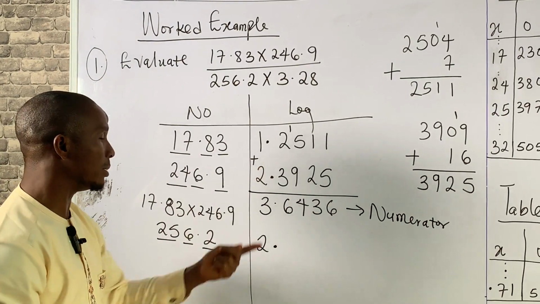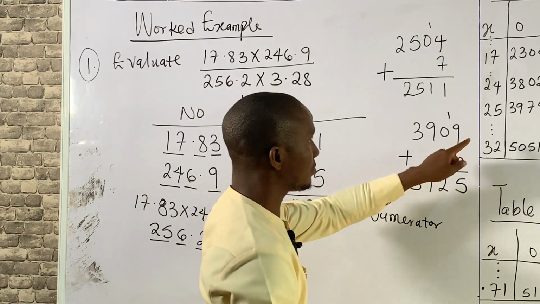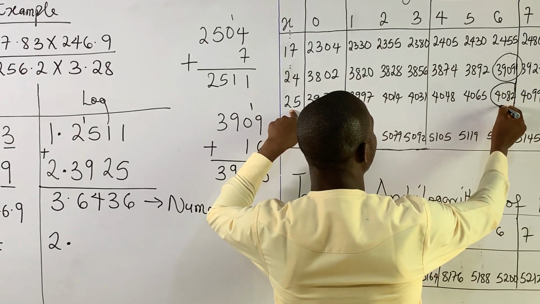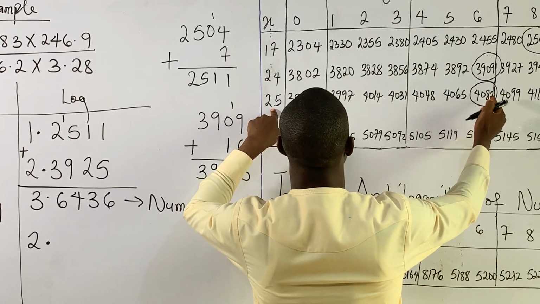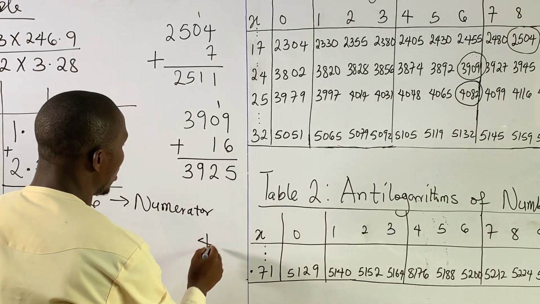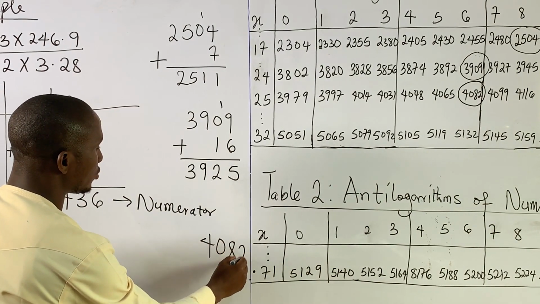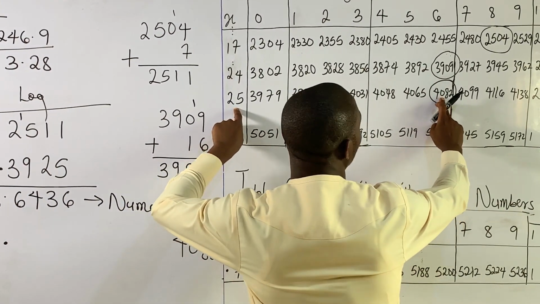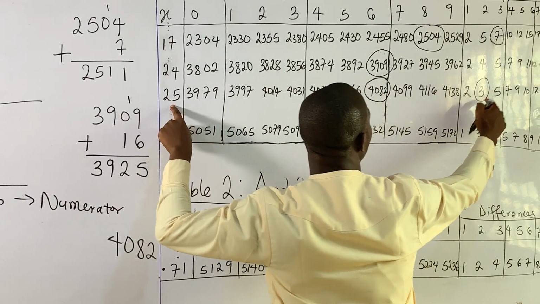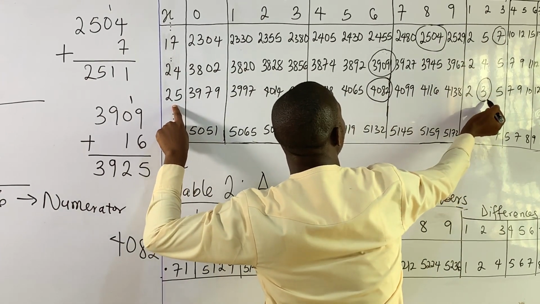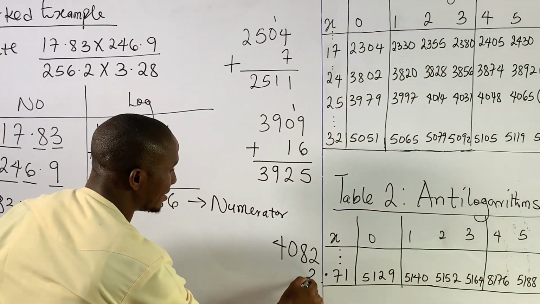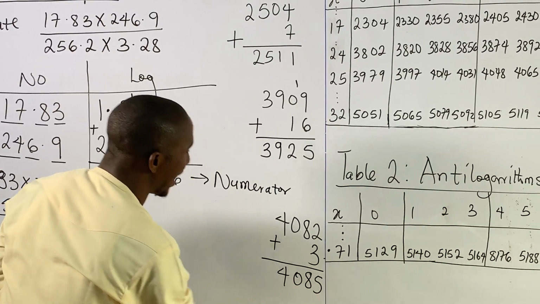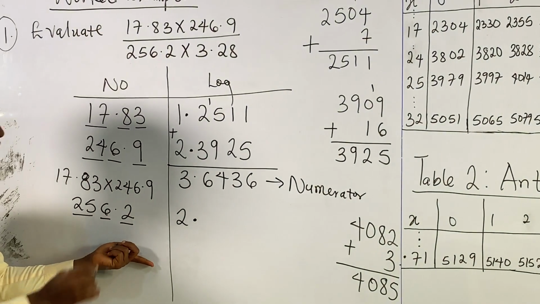Now, let's go to the logarithm tables. 25 under 6 difference 2. This is 25 under 6. That is 4082. Now, difference 2 will give us 3. So we add the difference. That will be 4085. So you come back to the question that we insert.